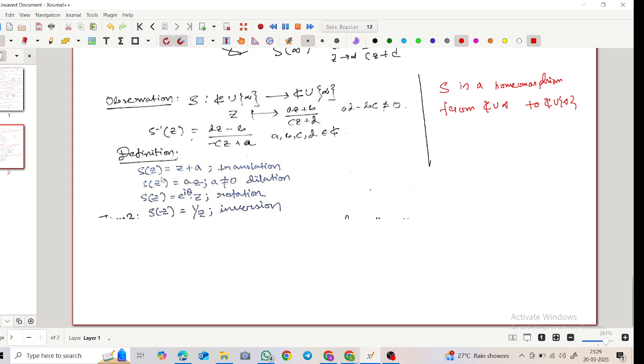By definition, Sz equals z plus a is a translation. Sz equals az, a not equal to 0, is a dilation. Dilation means multiplication. And az, with a equal to e to the power i theta, is a rotation. 1 by z is inversion.